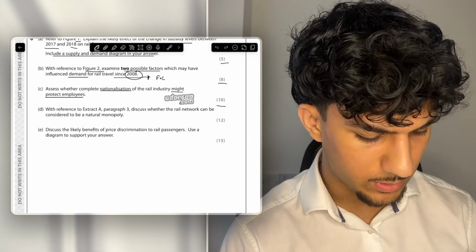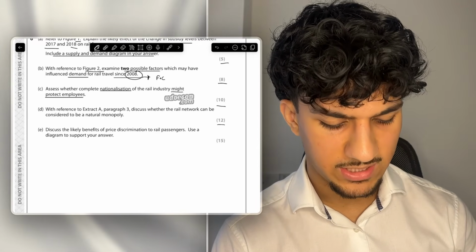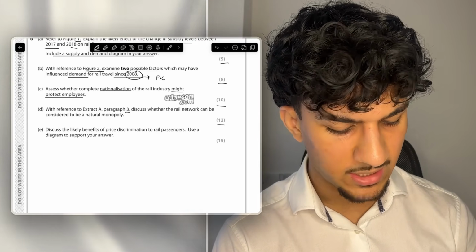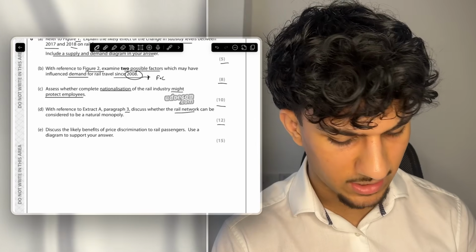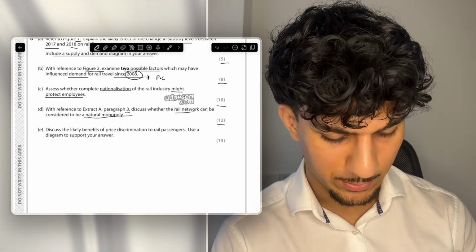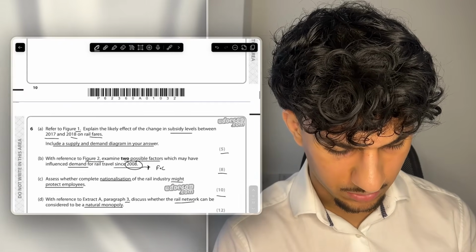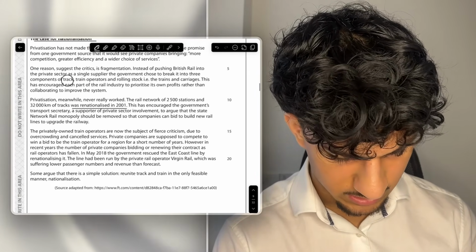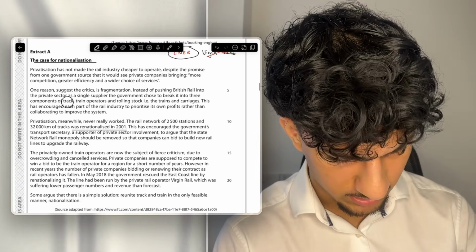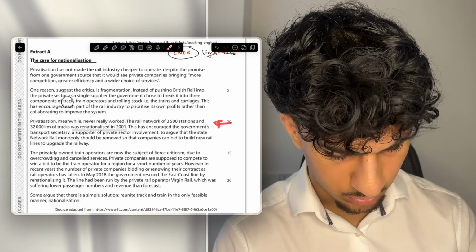Moving on, let's get started with this 12-mark question. With reference to extract A, paragraph 3, discuss whether the rail network can be considered a natural monopoly. Now that is quite a unique question, and let's have a look at paragraph 3 of extract A. So it is this paragraph here, which is talking about renationalisation.